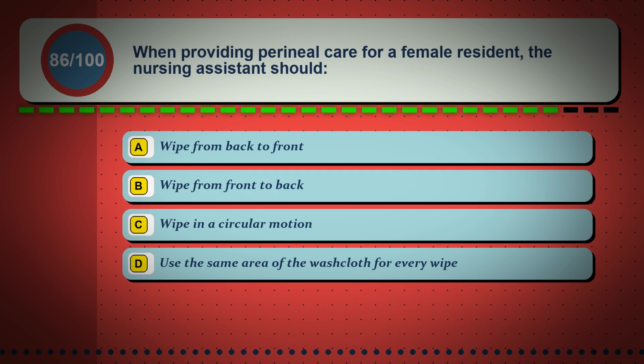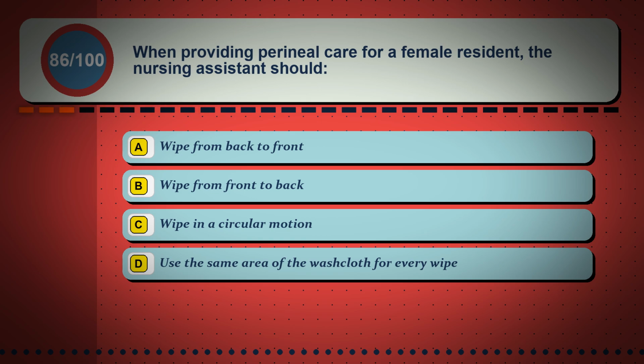Question 86. When providing perineal care for a female resident, the nursing assistant should: Option A, wipe from back to front. Option B, wipe from front to back. Option C, wipe in a circular motion. Option D, use the same area of the washcloth for every wipe.